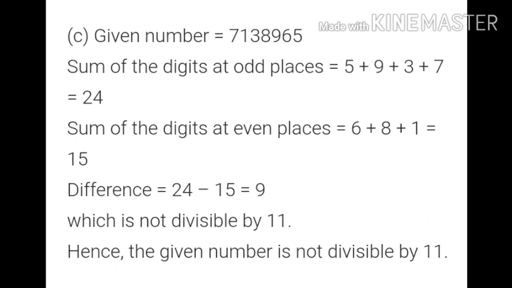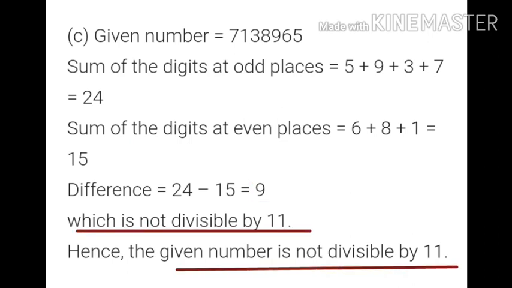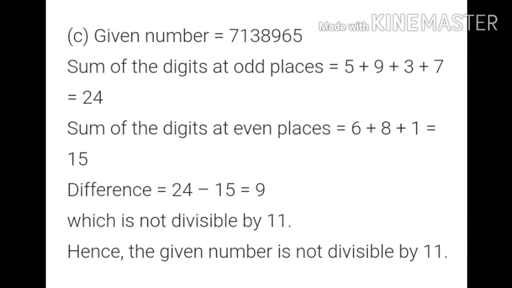Another example, 71,38,965. Sum of the digits at odd places is 24 and the sum of the digits at even places is 15. Then the difference we get is 9. 9 is not a multiple of 11. Therefore, 9 is not divisible by 11. Hence, the given number is not divisible by 11.